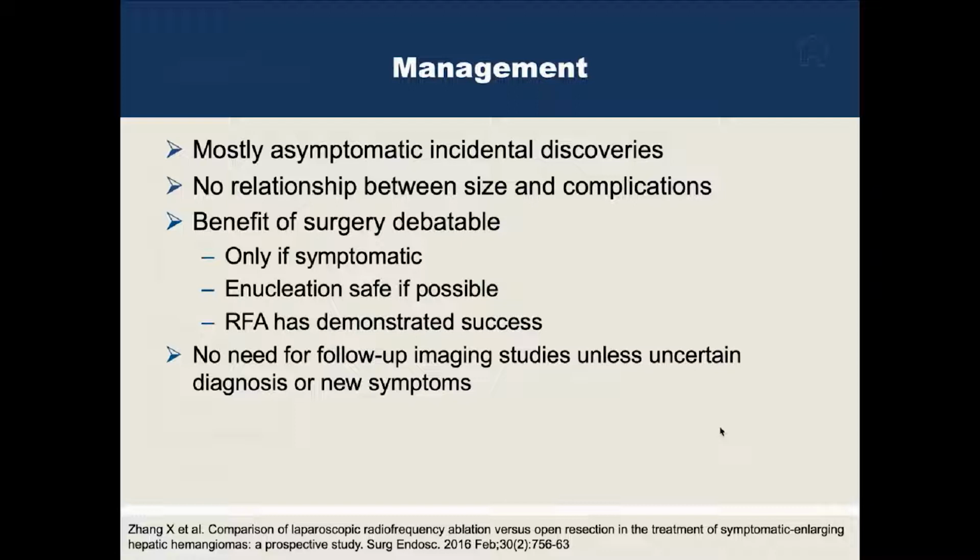There is no relationship between size and complications, or at least none that's established in the literature. The benefit of surgery is highly debatable in hemangiomas, but in patients who have very large tumors, and if they're symptomatic, surgery is beneficial. Enucleation is safe if it is possible. Radiofrequency ablation has demonstrated some success, although it is not the standard of care at this point.